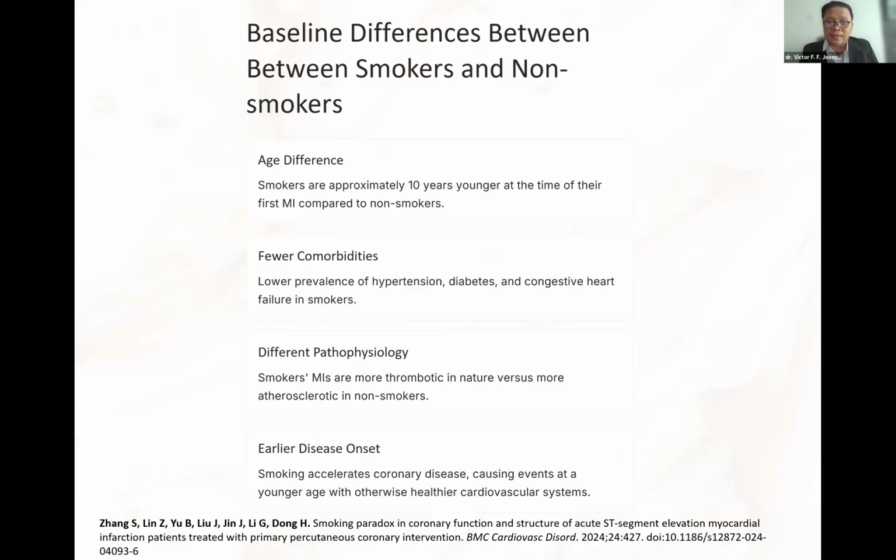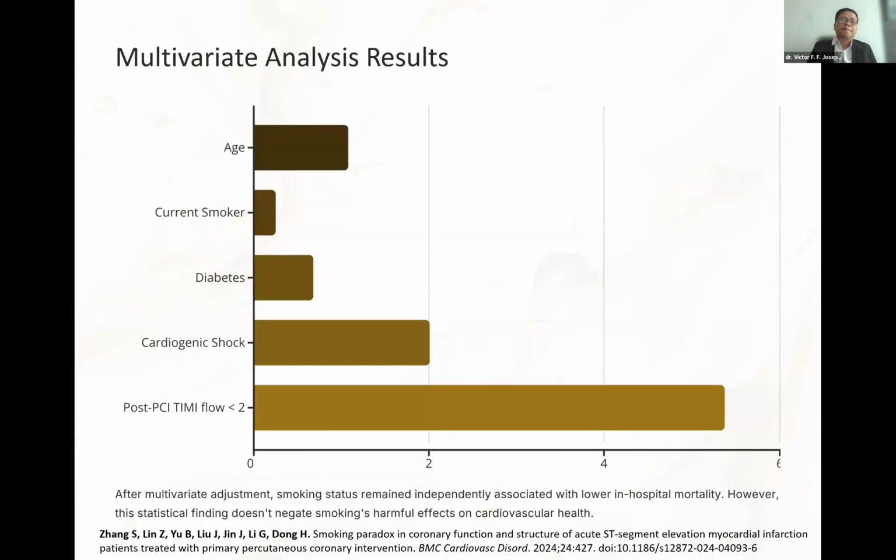And how about the onset? We found that smoking accelerates coronary disease causing events at a younger age with otherwise healthier cardiovascular systems. From the multivariate analysis result, smoking status remained independently associated with lower in-hospital mortality. However, the statistical finding doesn't negate smoking's harmful effects on cardiovascular health.